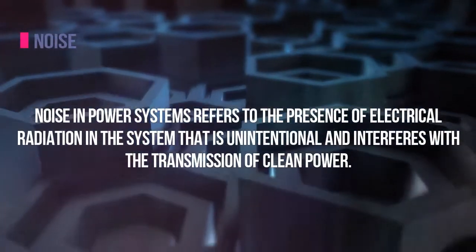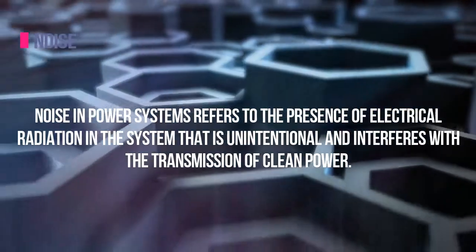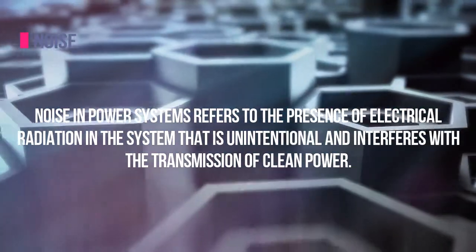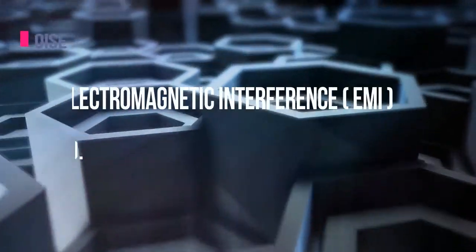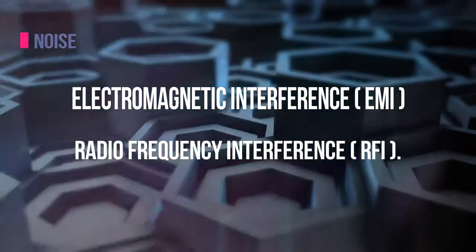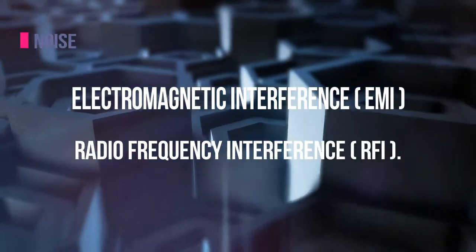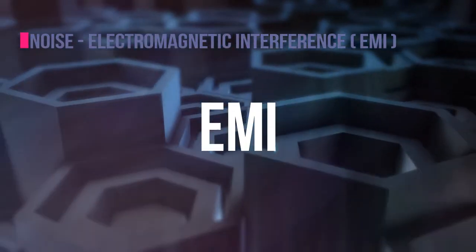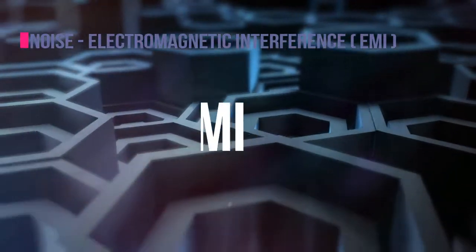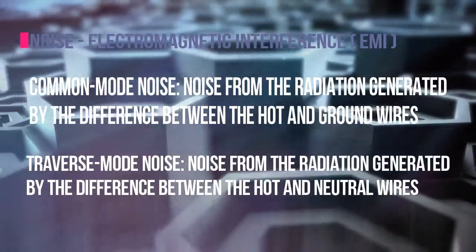Noise in power systems refers to the presence of unintentional electrical radiation in the system that interferes with the transmission of clean power. There are several types of noise, the most common being electromagnetic interference and radio frequency interference. EMI is noise caused by the generation of radiation due to the charge difference between three electrical wires: the hot, neutral and ground wires.